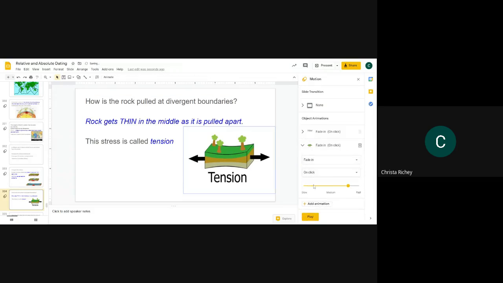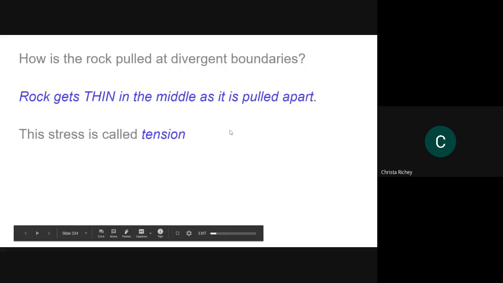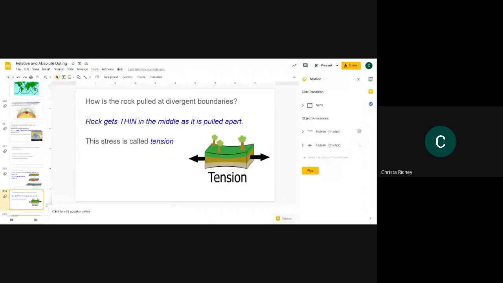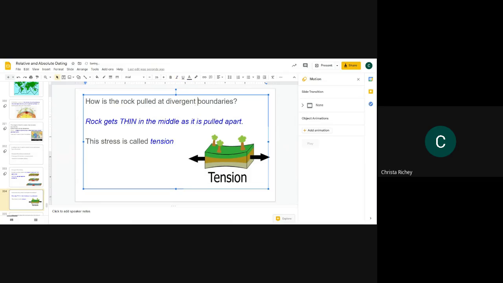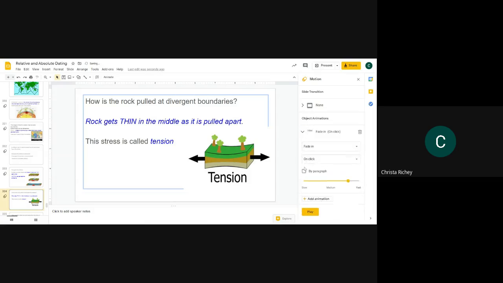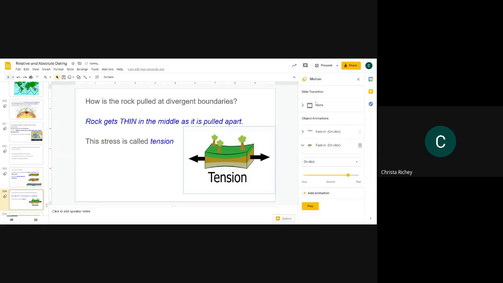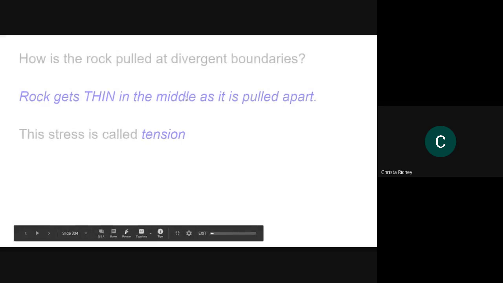I don't know why it does this way sometimes and not others. Still doing it. This slide may be stuck this way. Add animation by paragraph. Add animation. No, it's stuck this way.